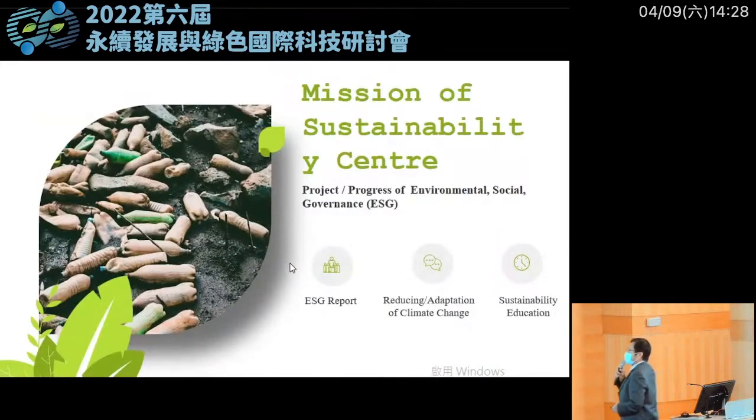Then our center also has some missions. I separate them into three kinds. The first mission is that we do the ESG report. The second mission is reducing and adapting to climate change. And the third mission is education, sustainability education. So these are the three missions of our center.